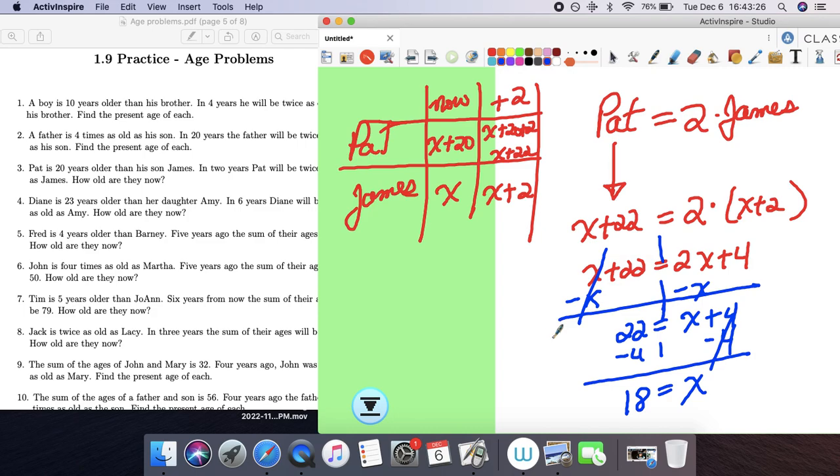So let's go back to the equation. So what do we want? Their ages right now. How old are they right now? Well, James is 18 years old. And what's Pat? Pat's 18, right, plus 20. He's 20 years older, so that makes him 38.